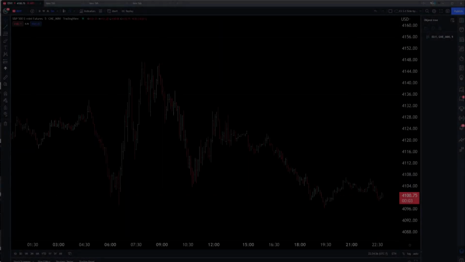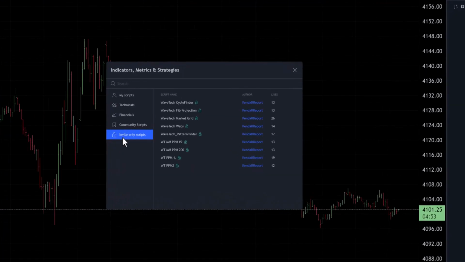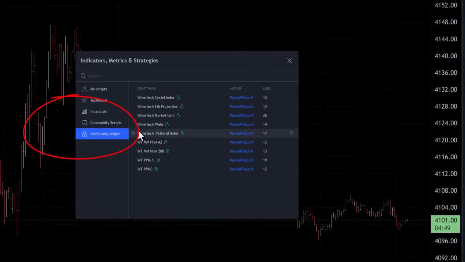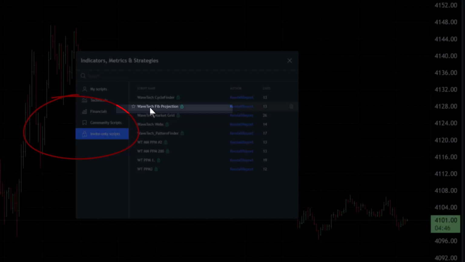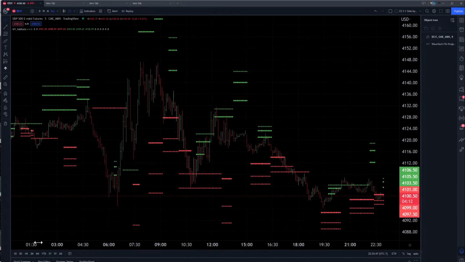We're going to open up a 5-minute chart again, go up to the indicators, click on that, go to the invite-only scripts and choose the WaveTech Fib Projection. This will come up in the default mode of a strength of 4. I will show you the settings here in a minute, but this is just Fibonacci targets.